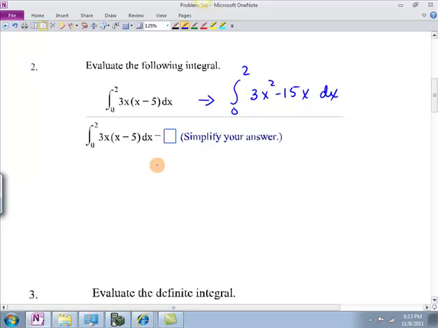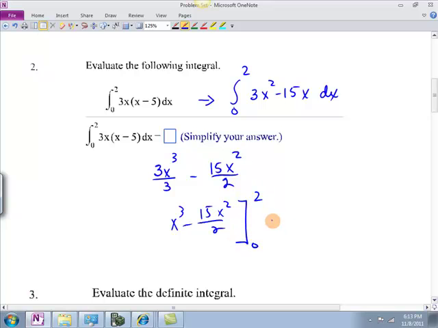3x cubed over 3 minus 15x squared over 2. And if you're doing that in your head or you're simplifying it, that's fine. I'm just writing it out. So we end up with x cubed minus 15x squared over 2 evaluated from 0 to 2. Does that sound better to you to do it that way? Well, that's how I do it when I do it in my head.